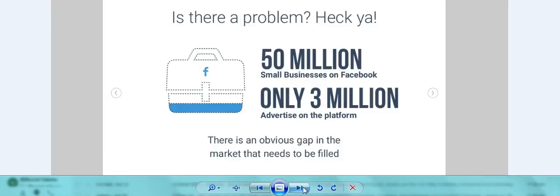So is there a problem? There definitely is. 50 million small businesses are on Facebook, but only around 3 million advertise on the platform itself. So there's an obvious gap in the market that needs to be filled. Existing options are failing marketers, and probably some of you watching this have experienced that for yourself. Digital ad agencies are too expensive for most small businesses. The DIY and the dashboards can be complicated for people with little to no advertising experience.